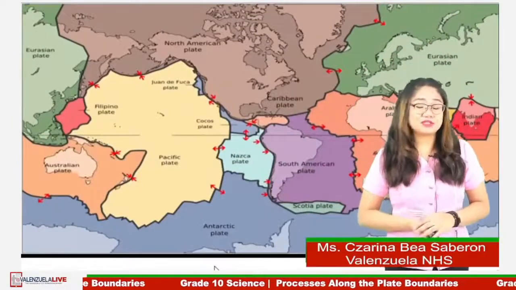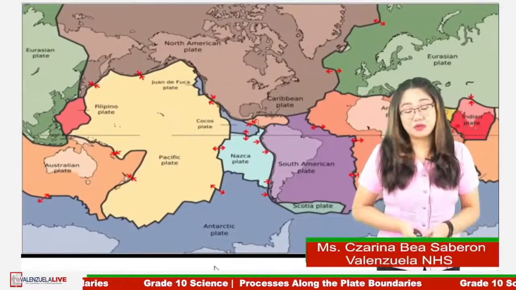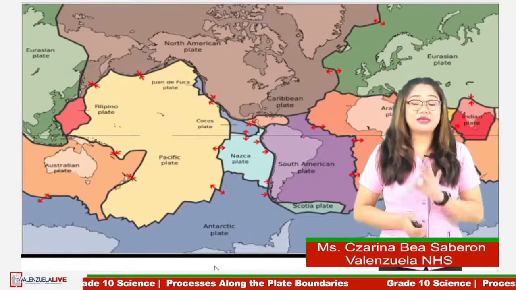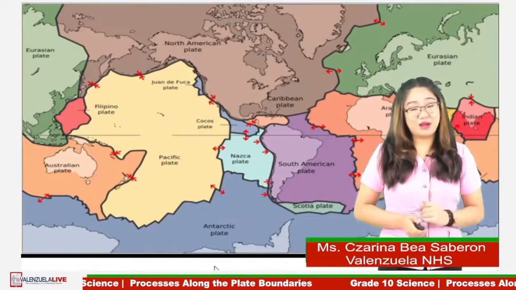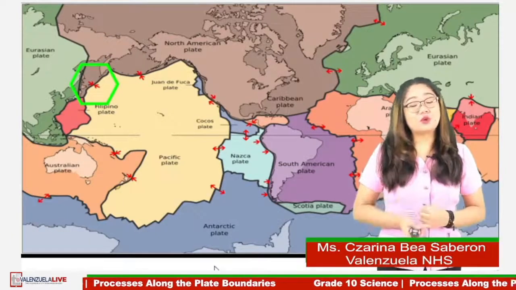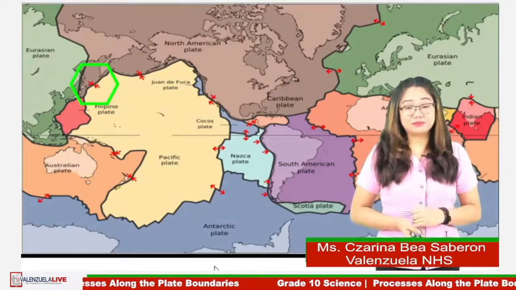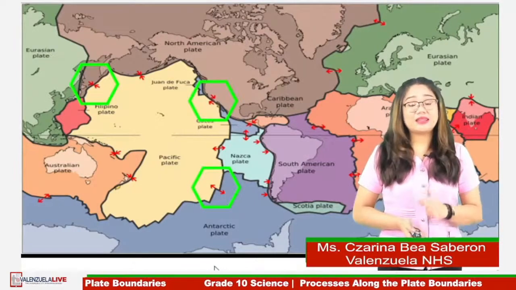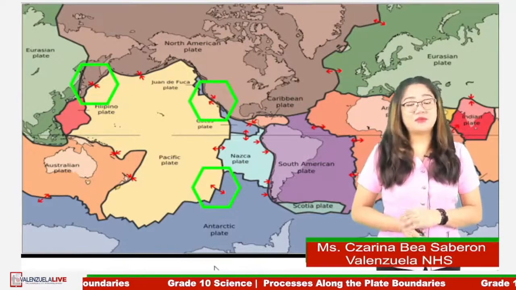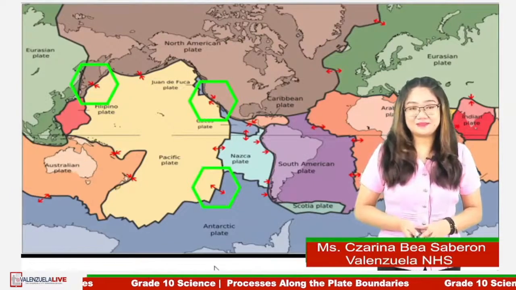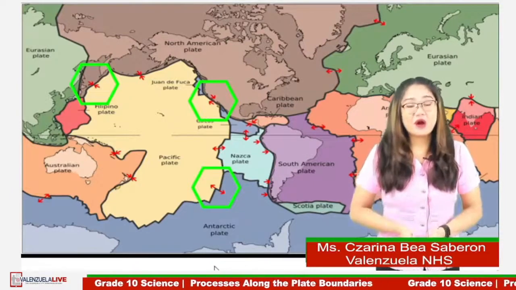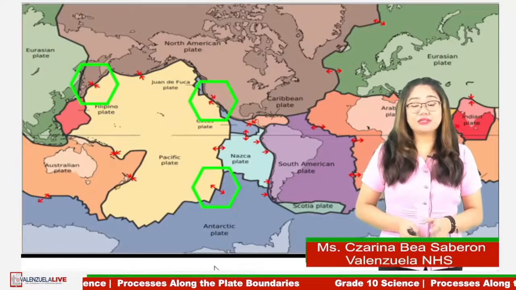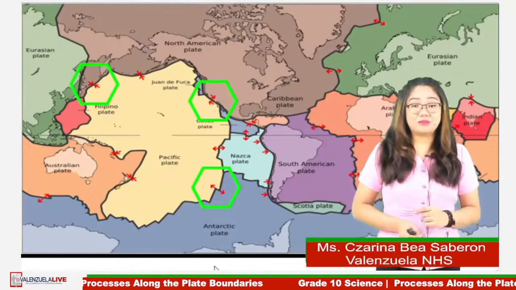So previously on your live discussion with me on week 3, you were able to identify the 3 types of plate boundaries, where the first one is the convergent boundary, the second one is the divergent boundary, and the last one is the transform fault boundaries. Today in this live, we will be uncovering the processes that occur along those plate boundaries.